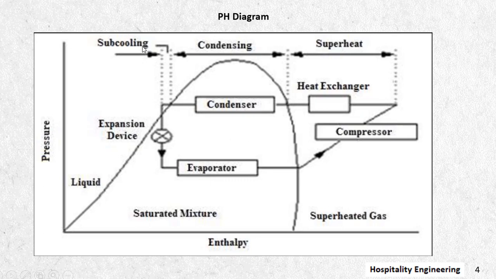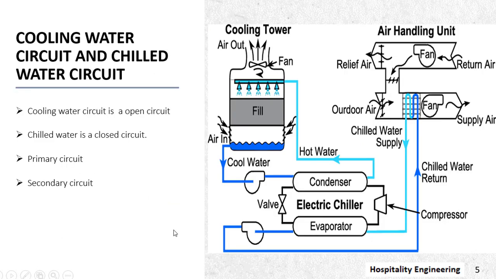Now you can see the subcooling, where the pressure and the temperature are below the saturated point, then the saturation mixture and superheated gas. So you can see up to which region condensation is happening and which region superheat is happening, and subcooling also you can see in this diagram.